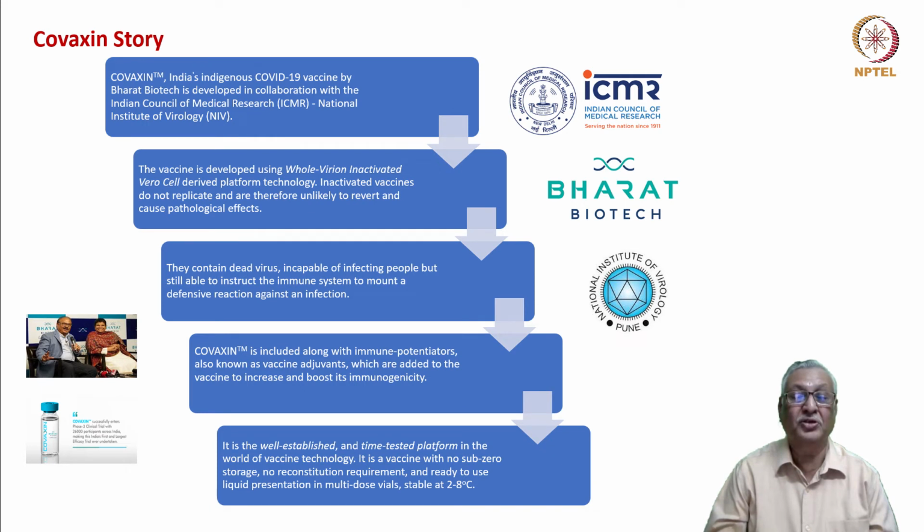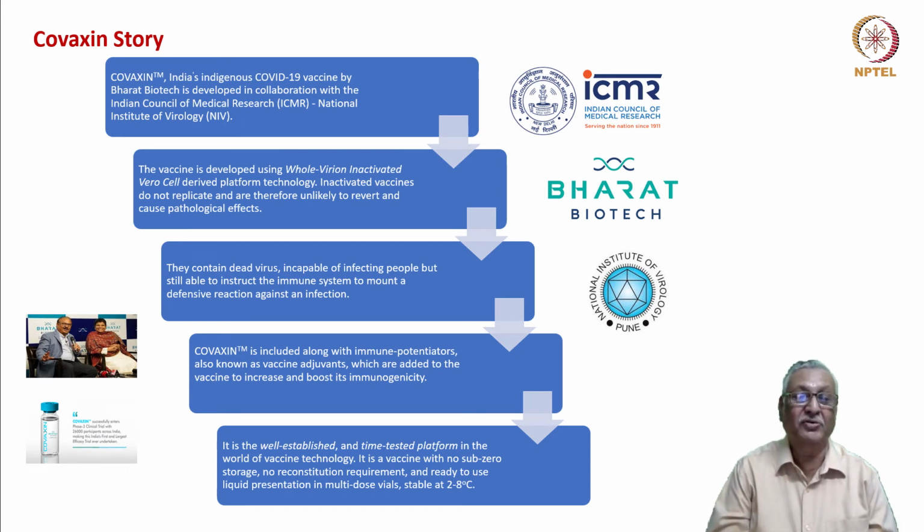The Covaxin team has also included immune potentiators, also known as vaccine adjuvants, which are added to the vaccine to increase and boost its immunogenicity. It is a well-established and time-tested platform in the world of vaccine technology. It is a vaccine with no sub-zero storage requirement, no reconstitution requirement, and a ready-to-use liquid presentation in multi-dose vials, stable at 2 to 8 degrees centigrade.